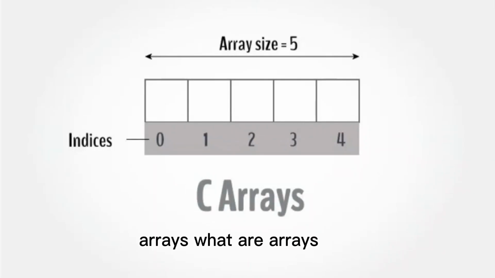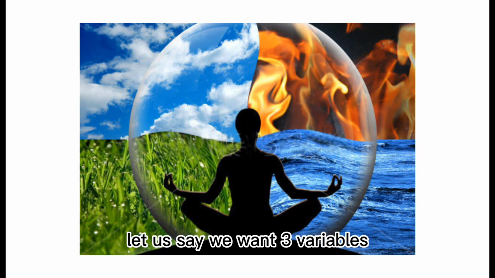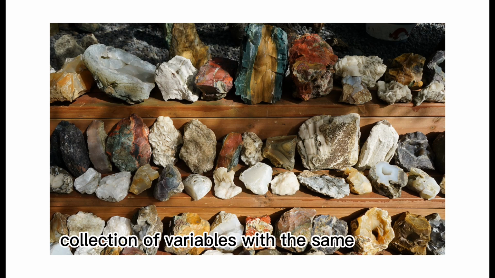Arrays. What are arrays in C? If we have a small number of elements, let us say we want 3 variables, then we can declare them separately like var1, var2, and var3. But if we have a large number of variables, then we can use arrays to store them. Arrays are simply a collection of variables with the same data type.